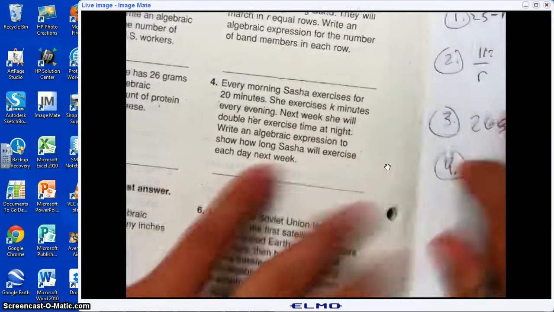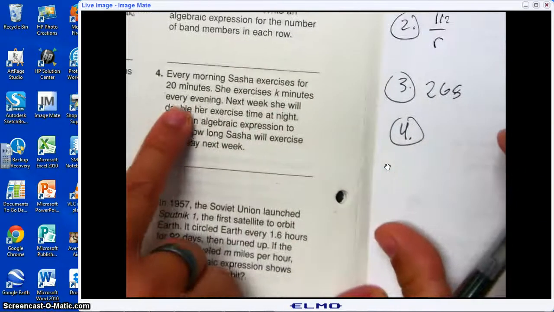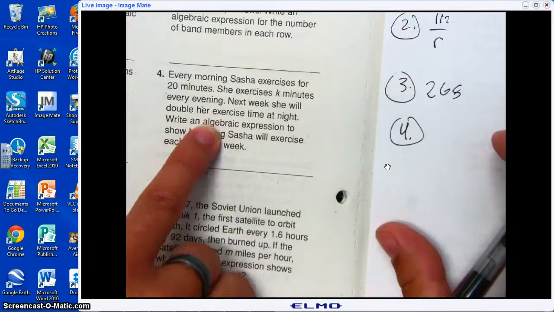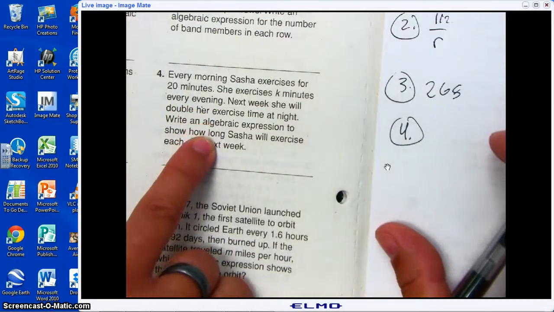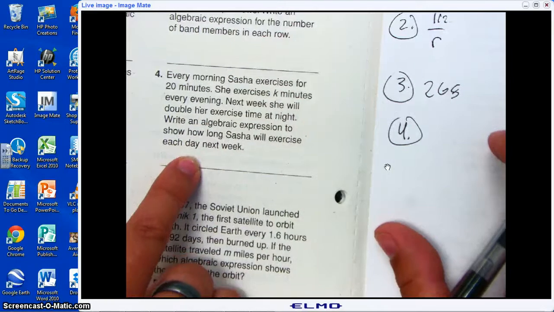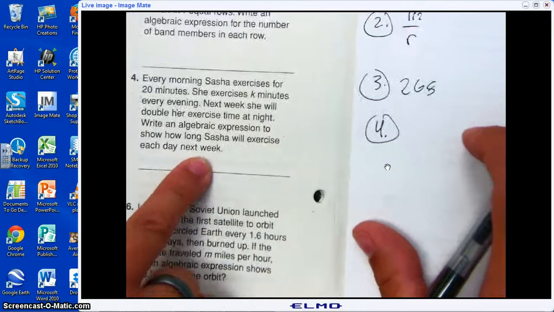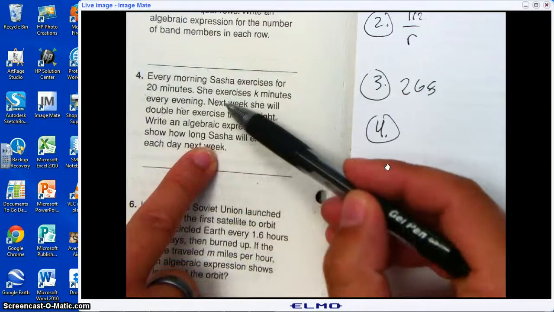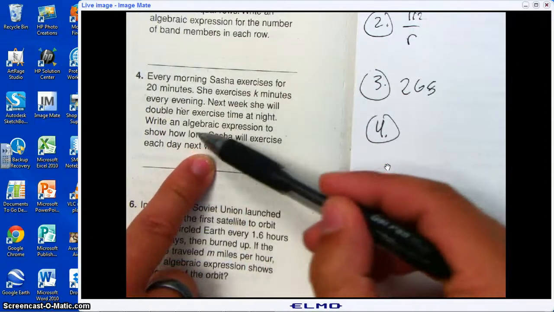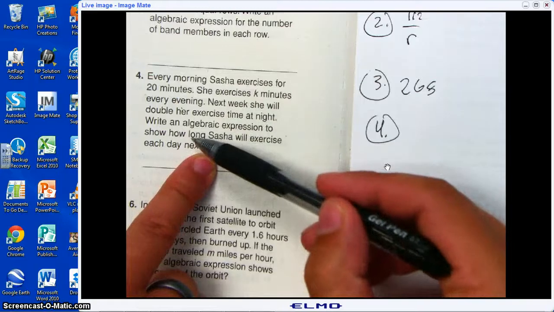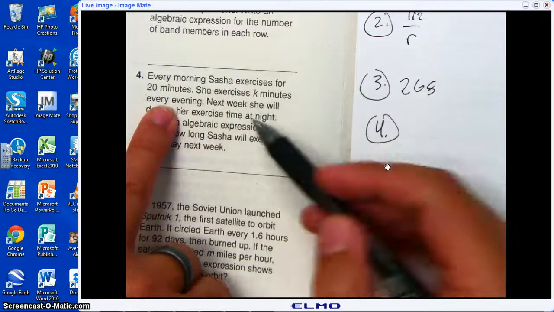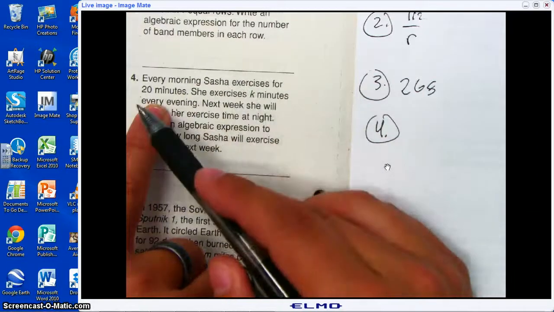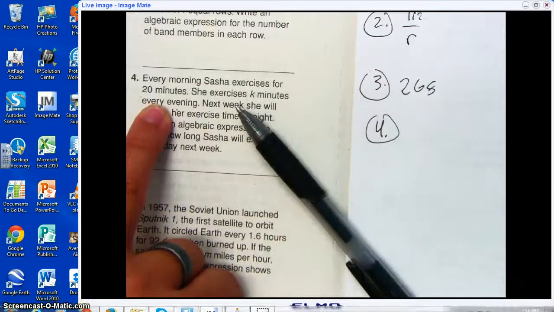Number four. Every morning, Sasha exercises 20 minutes. She exercises K minutes every evening. Next week, she will double her exercise time at night. Write an algebraic expression to show how long Sasha will exercise each day next week. So this is a little tougher. Let's look at it all together. So she does 20 minutes in the morning, K every evening. So the first thing I need to know is how much is she doing each day this week? Well, it doesn't have the word, but the word is implied. We need to know how much altogether. If we do the 20 and the K, how much is that if we put it all together?